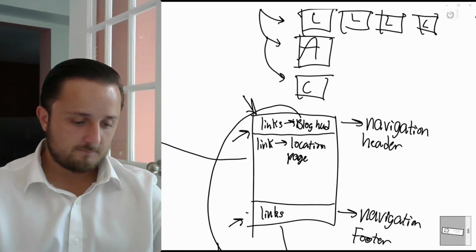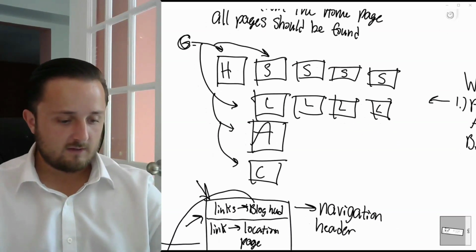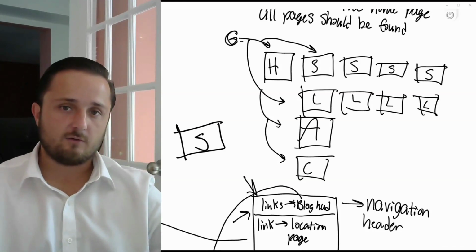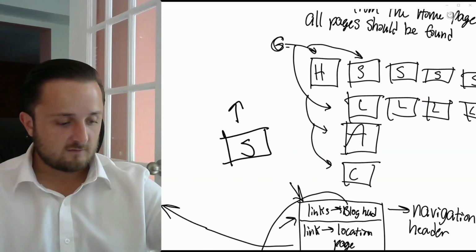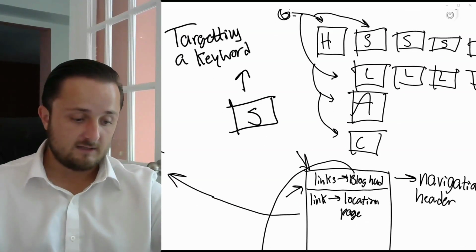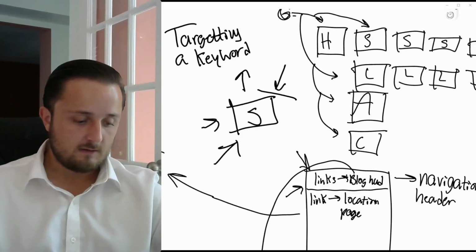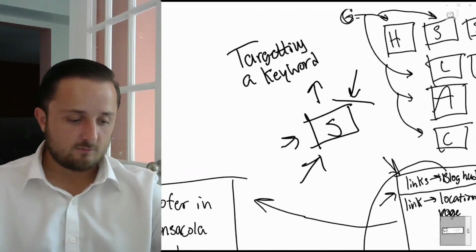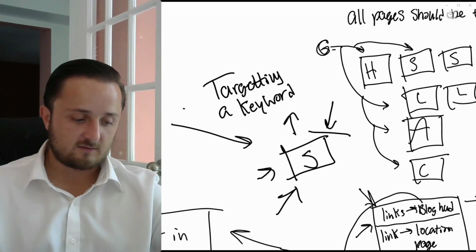Why is that important? So let's say, as an example here, we went and created a new service page, but we never linked to it. So this new service page is supposed to be targeting a keyword, right? But because we never linked to it, or we didn't link to it enough from multiple pages, like down here, every time Google came by and crawled, it never found this new service page that's targeting this keyword.